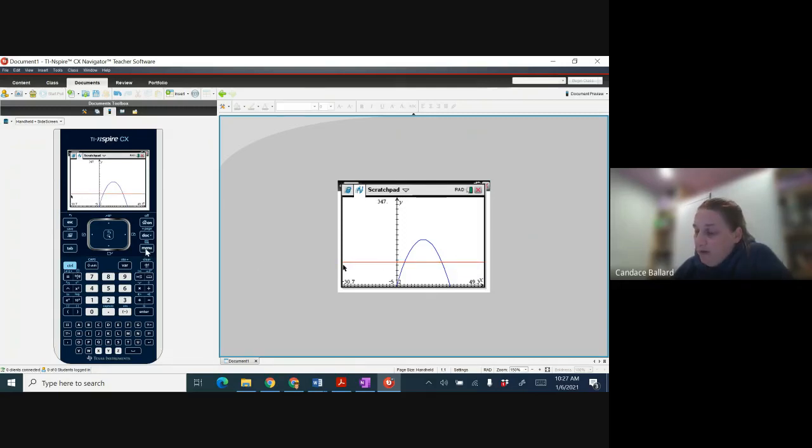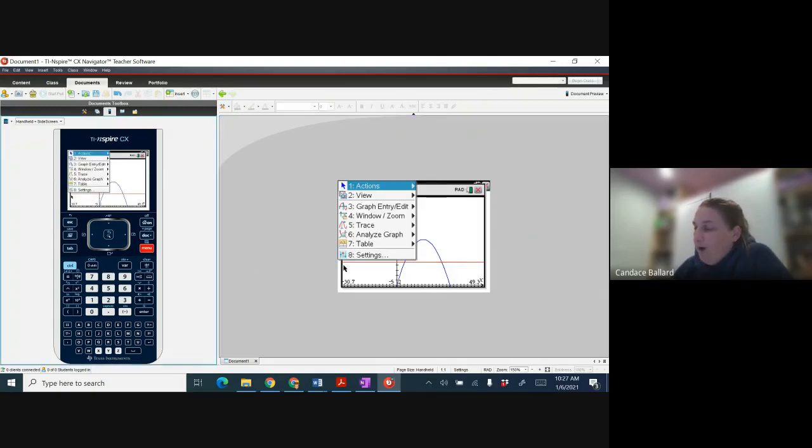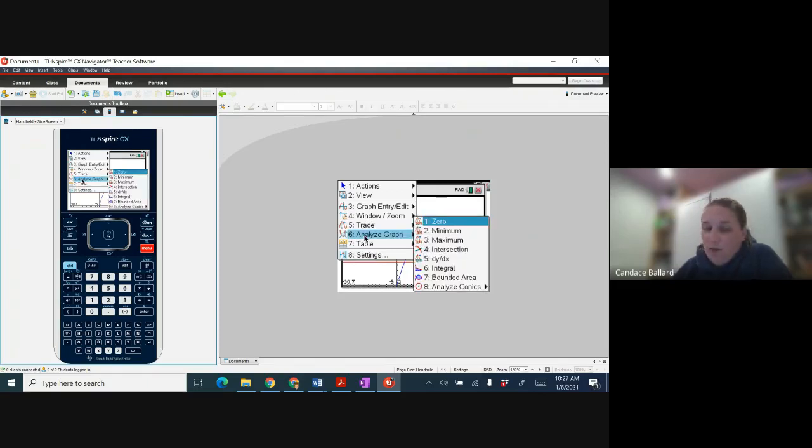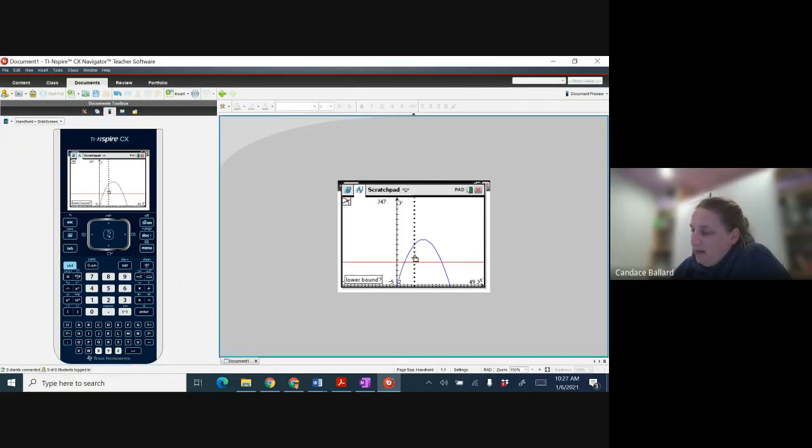So now I'm going to go to menu. And if we want to make a calculation on the graph, that's where we go to analyze graph. And we're going to go to intersection. So menu, analyze graph, intersection. And then it says lower bound. I'm going to drag my line to the left of the lower bound, though it doesn't really matter. I'm going to click. Okay, and then it says upper bound, question mark. And I'm going to keep dragging until I see my intersection point pop up.